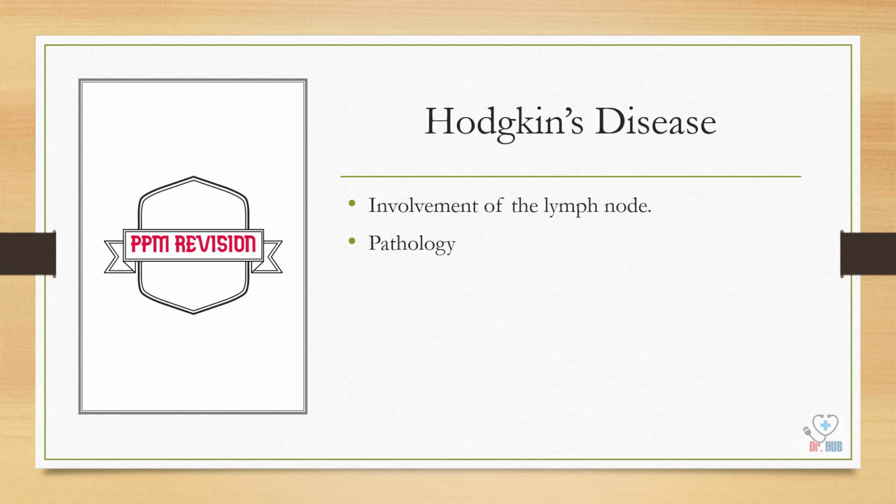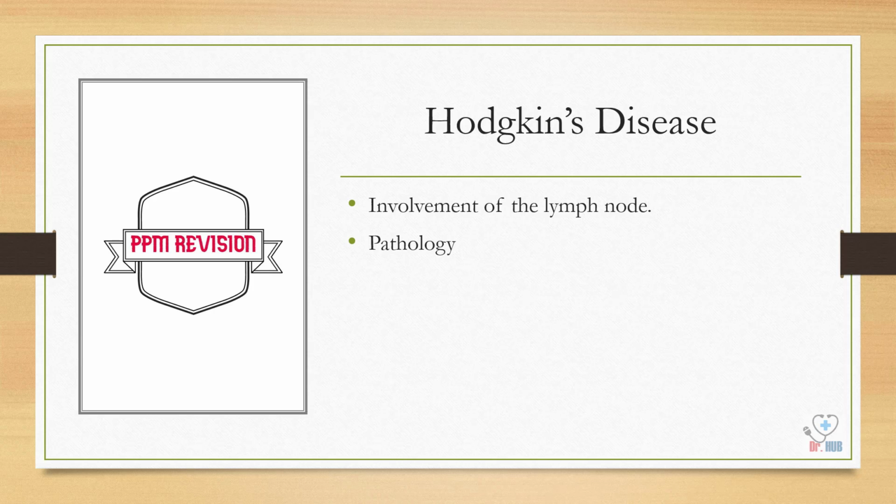Moving on to classification, there are two classifications. One is by WHO and the other is the Rye classification, which has been adopted since 1966. The Rye classification is divided into lymphocyte predominance type, nodular sclerosis type, mixed cellularity type, and lymphocyte depletion type. In the WHO classification, there is a new type known as nodular lymphocyte predominant Hodgkin's disease, and the second type is classical Hodgkin's disease.